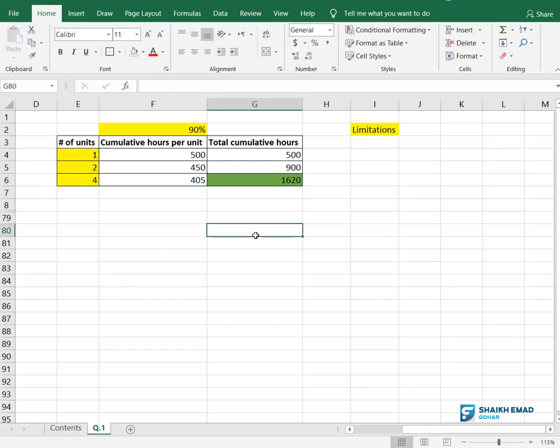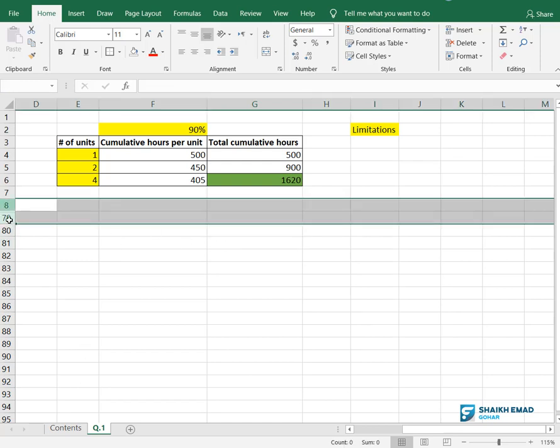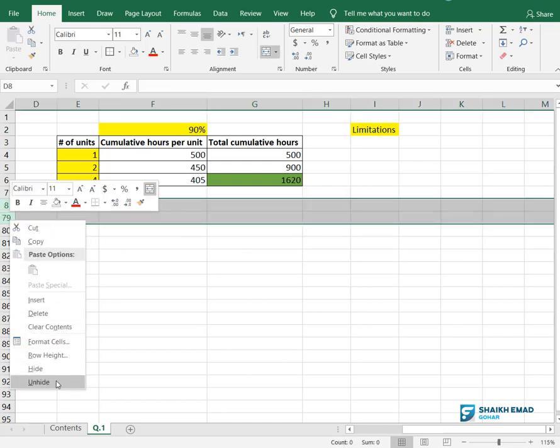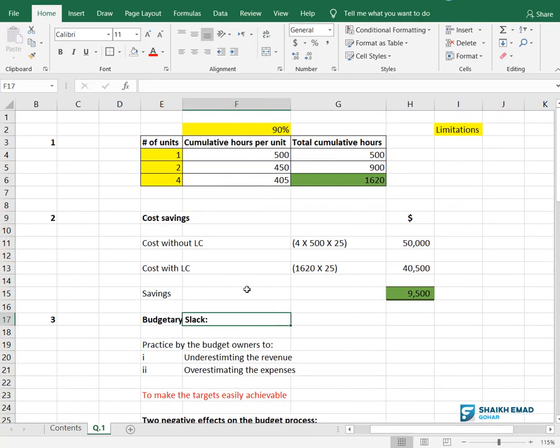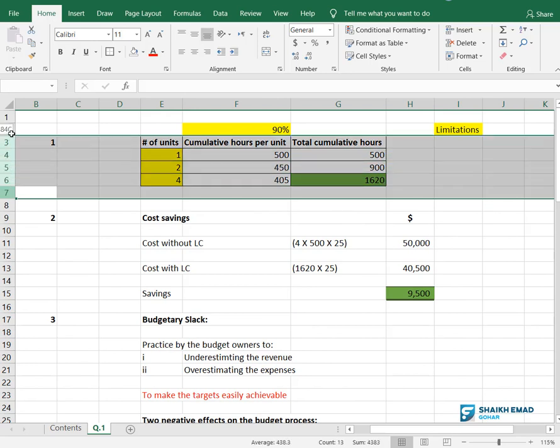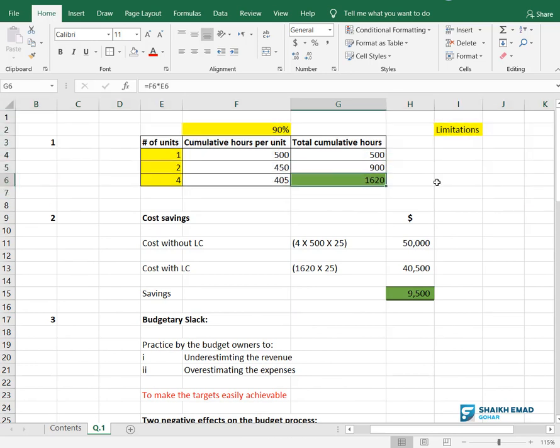Now my friends, let me unhide what I have hidden for you. Okay, what is the second requirement? This is the first requirement, what is the first requirement? They asked you how many hours are needed to make 4 motorcycles. So we told them 1620 hours are needed to make 4 motorcycles.